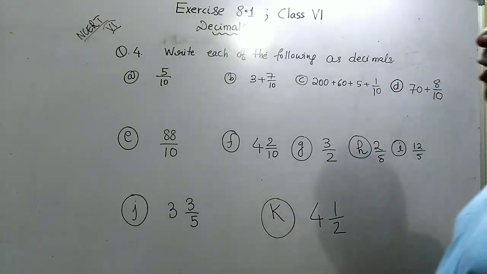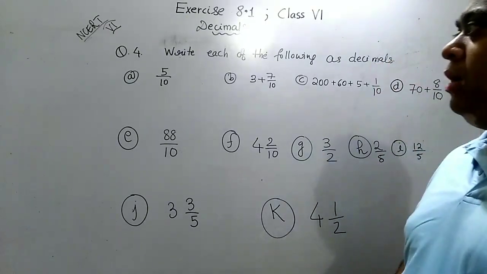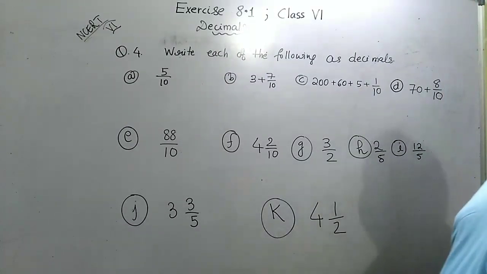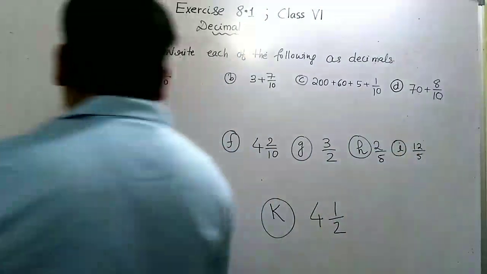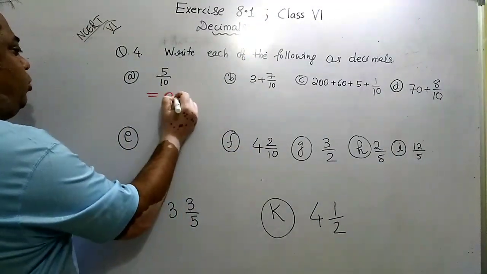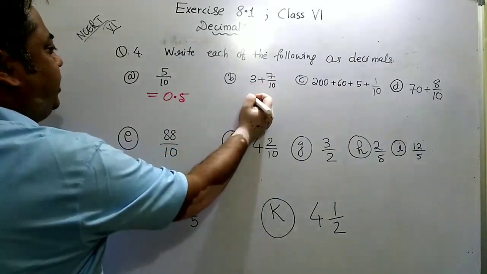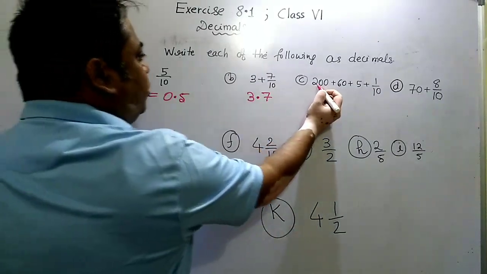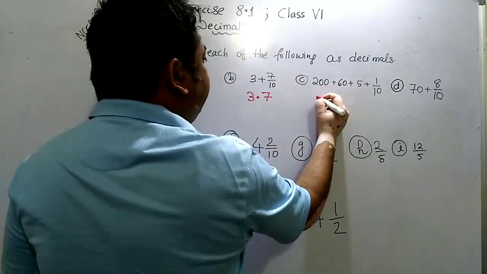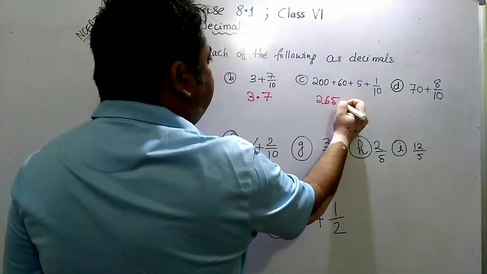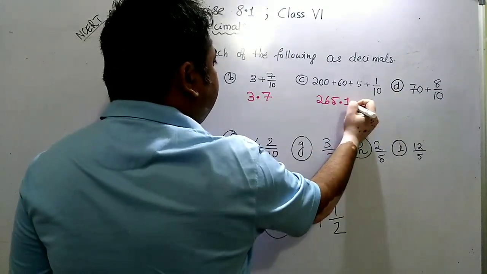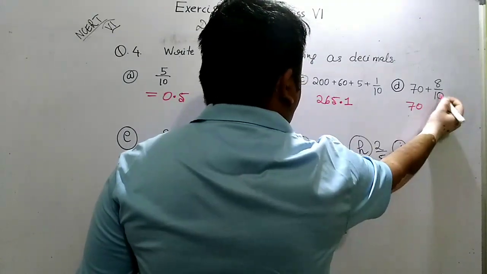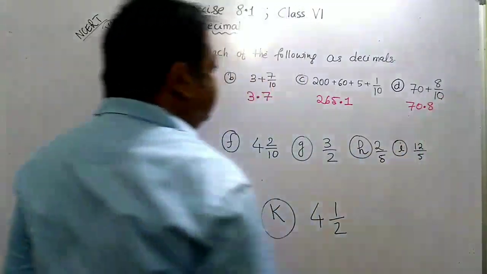We were doing exercise 8.1 of class 6 decimals chapter, and in question number 4 we have to solve. It is written, write each of the following as decimals. 5 by 10 can be written as 0.5, 7 by 10 can be written as 3.7, 200 plus 60 plus 5 will become 265, 1 by 10 will be 0.1, and 70 plus 8 by 10 will become 70.8.